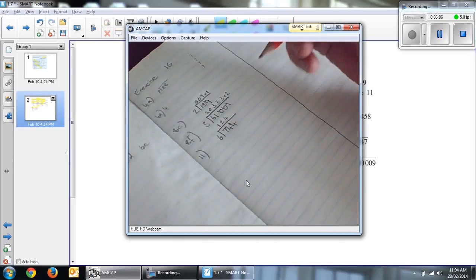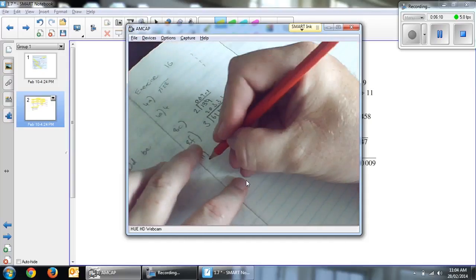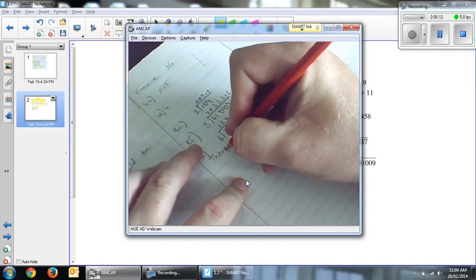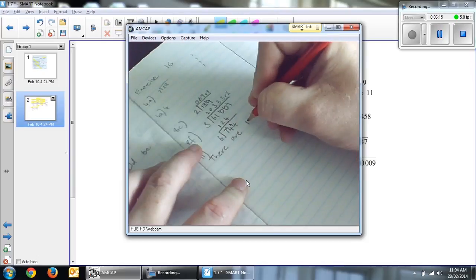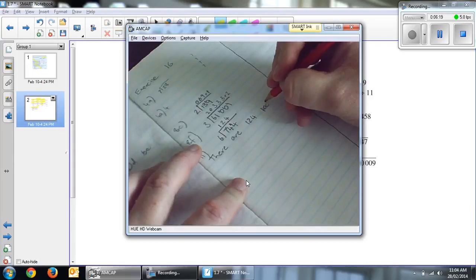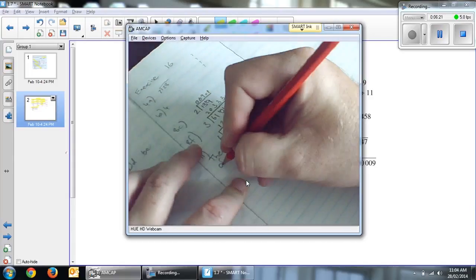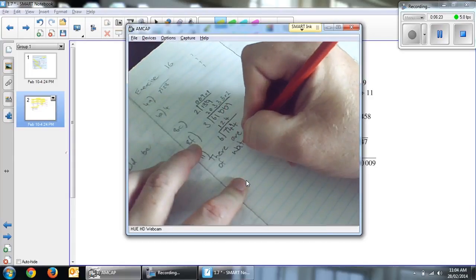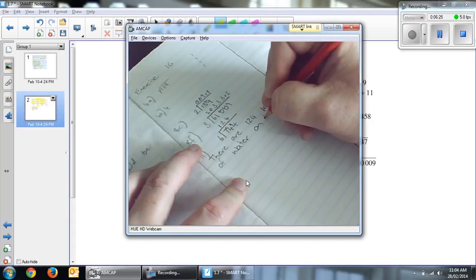Once again, it's problem solving, so make sure you answer it correctly, and you would write there are 124 packs of water on the truck.